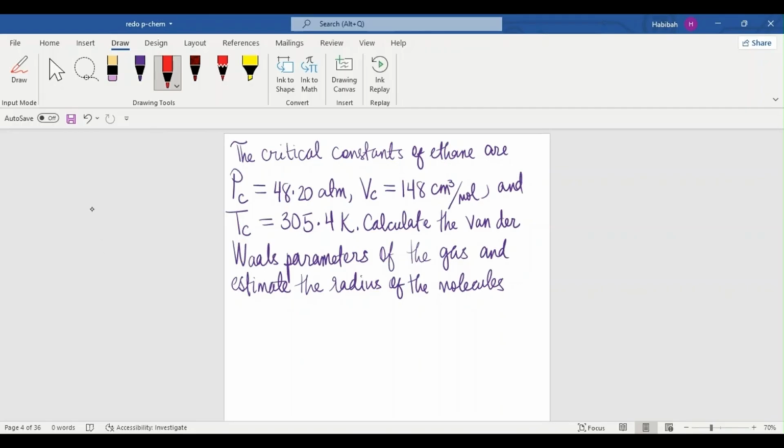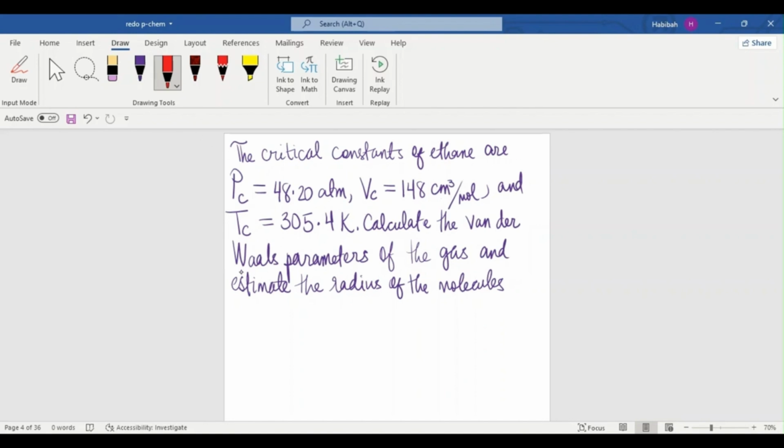Salam and welcome everyone. So today we're going to be working on the question on the screen that says the critical constants of ethane are PC equals 48.20 atmospheres, VC equals 148 centimeter cube per mole, and TC equals 305.4 Kelvin. Calculate the van der Waals parameters of the gas and estimate the radius of the molecule. So PC represents the critical pressure. VC represents the critical volume, or you can say the critical molar volume, because it's centimeter cube per mole that you're given. And then TC represents the critical temperature.